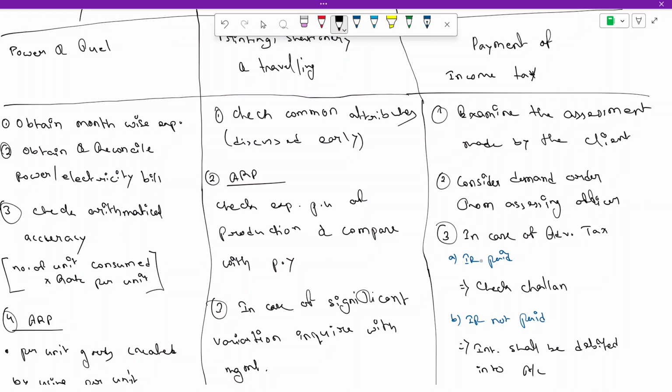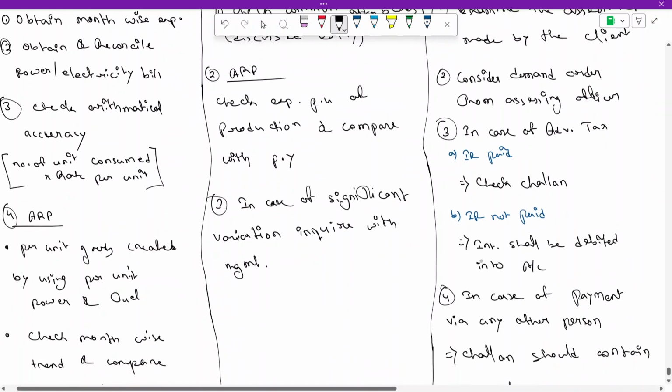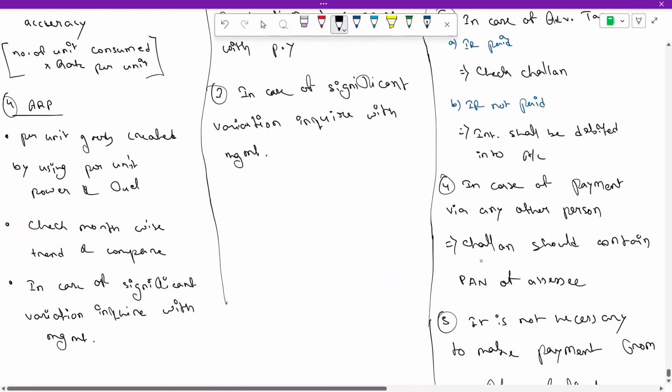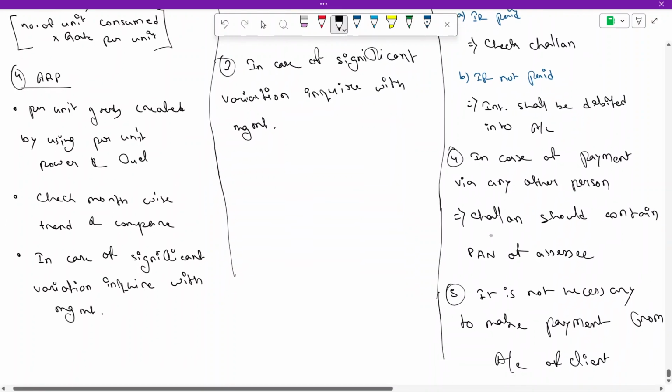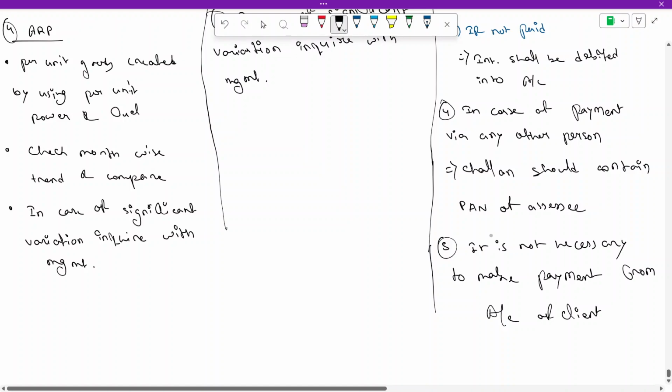Payment of income tax is as per the assessment made by the client. Consider the demand order from the assessing officer. In case of advance tax, if paid, check challan. If not paid, interest shall be debited into account. In case of payment by any other person, the challan should contain PAN of it. And it is not necessary to make payment from the client account. Okay.